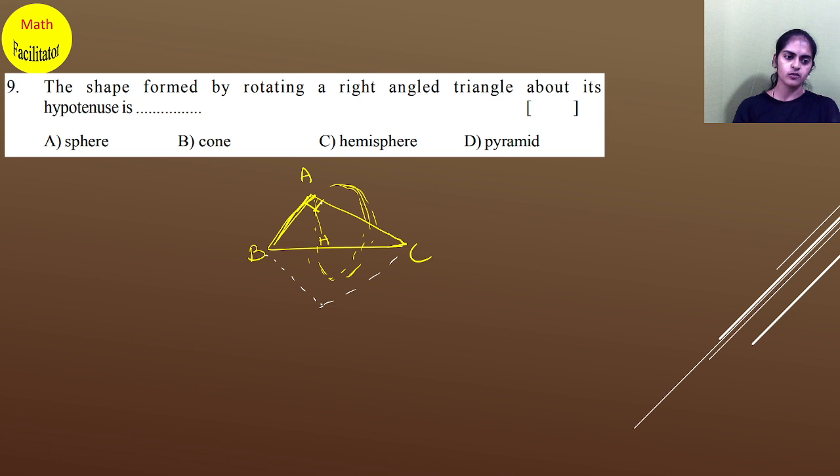So this vertex A is rotating, isn't it? You have some shape like this which is formed. So what is the shape here? If I draw this, this is nothing but a cone. You have one cone this side, and this is another cone. So it is a double cone which is formed actually. Since the option here is only cone, you can go with this option.